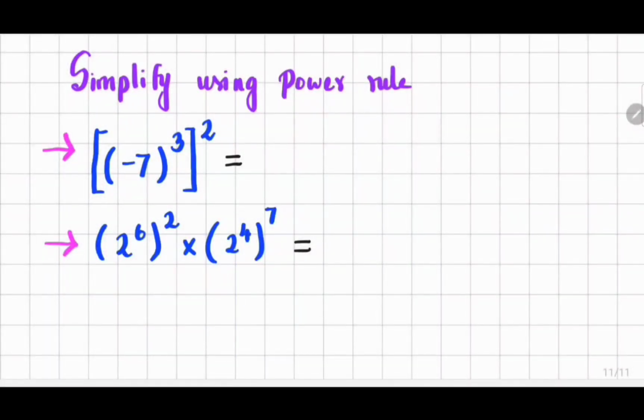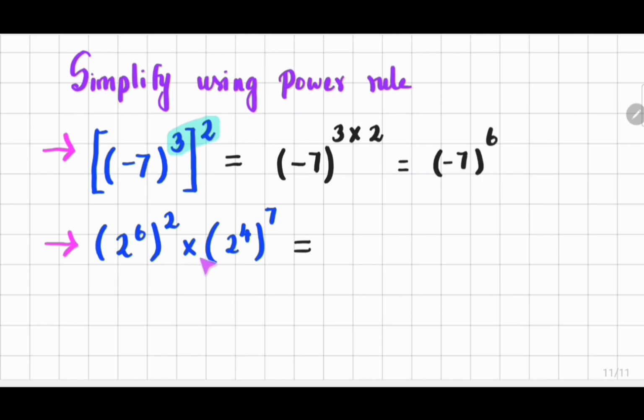Now, let's simplify using the power rule. What is minus 7 whole power 3 and the whole square? The power rule says that we do the exponent at the top first. We can multiply them. So, minus 7 whole power 3 times 2, which equals minus 7 whole power 6.